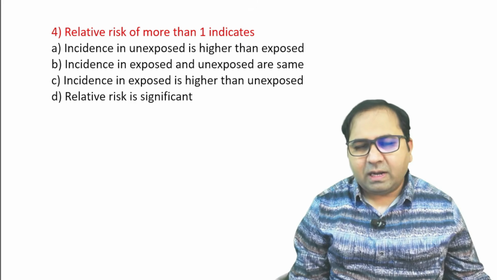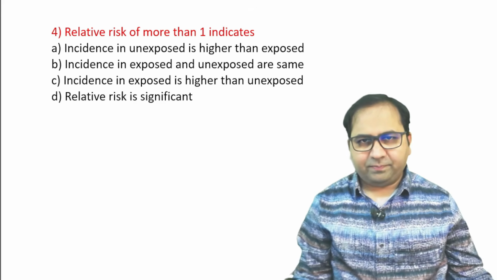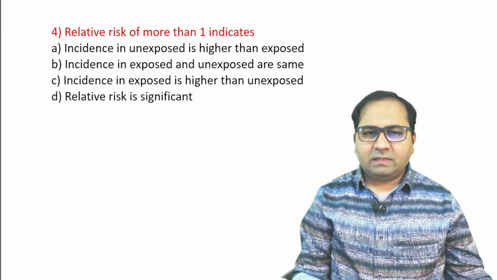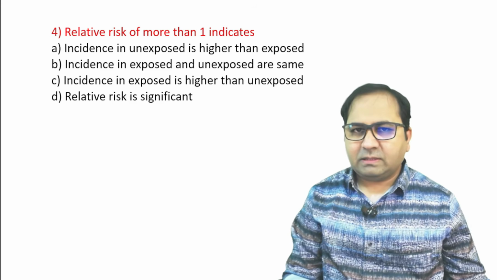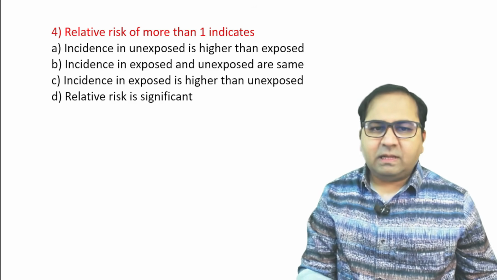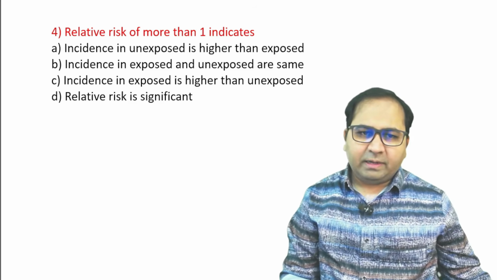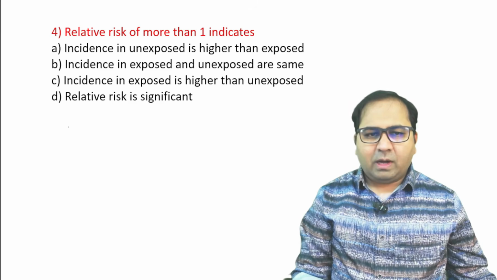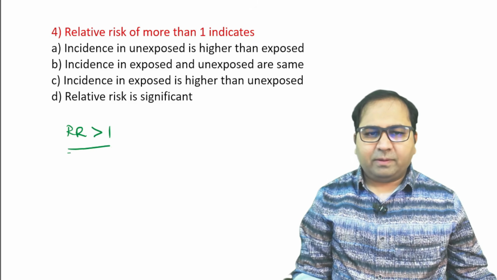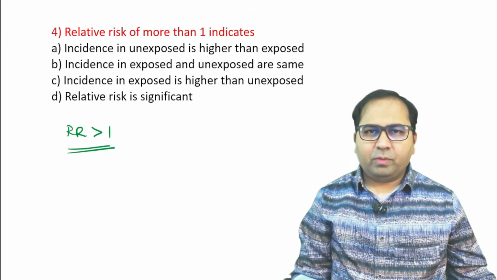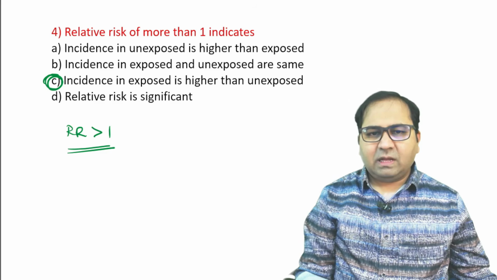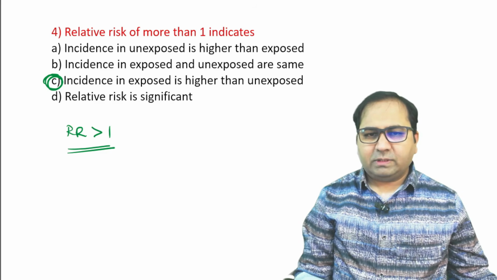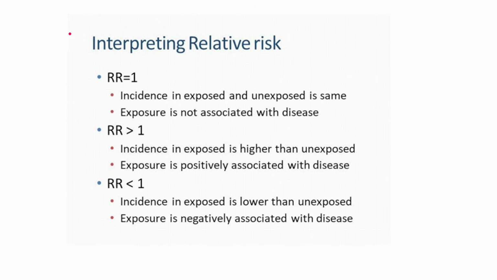Next question. Relative risk of more than one indicates what? The options are A, incidence in the unexposed is higher than the exposed, B, incidence in the exposed and unexposed are the same, C, incidence in the exposed is higher than the unexposed, or D, relative risk is significant. So RR more than one is what? From the options given above, the answer is option C, that is incidence in the exposed is higher than the unexposed.